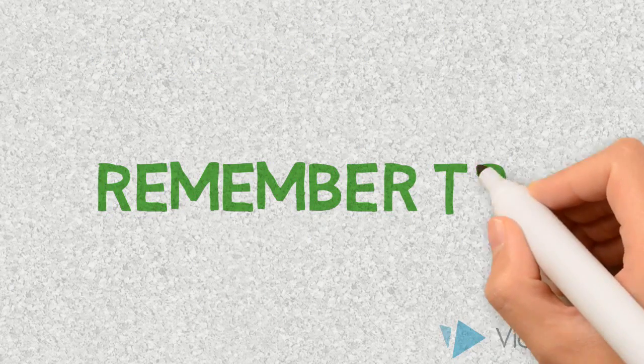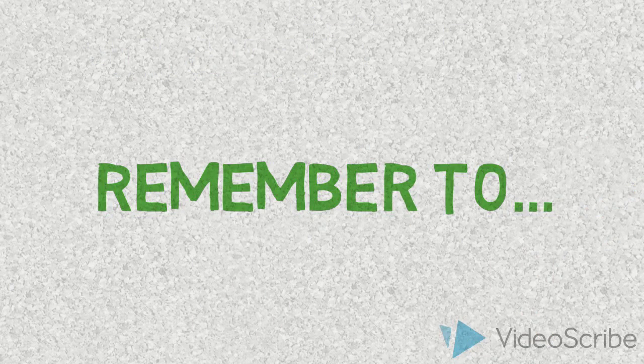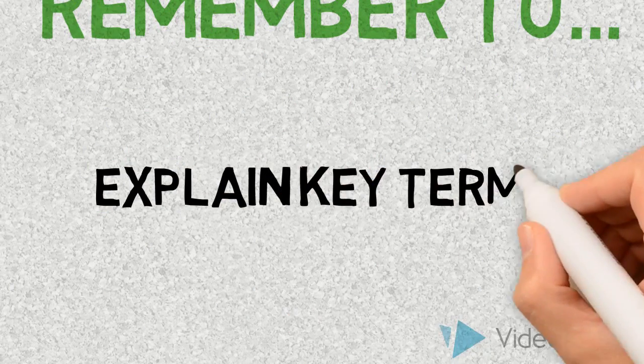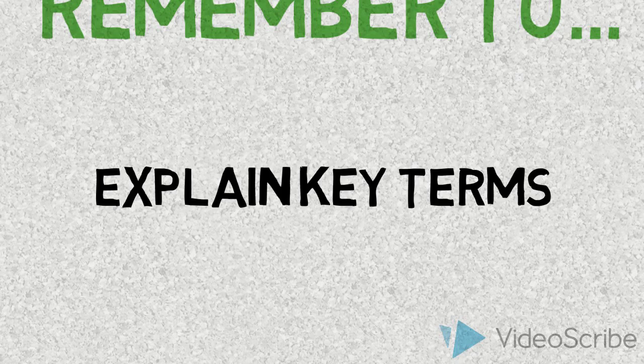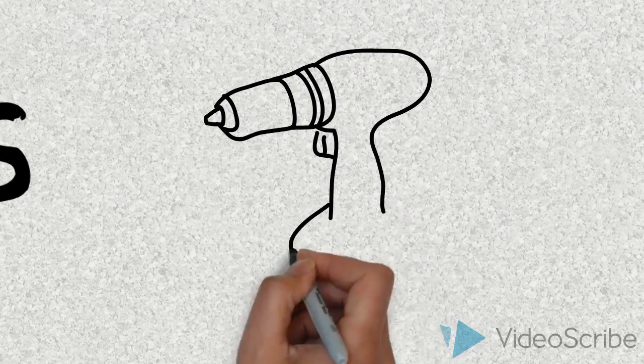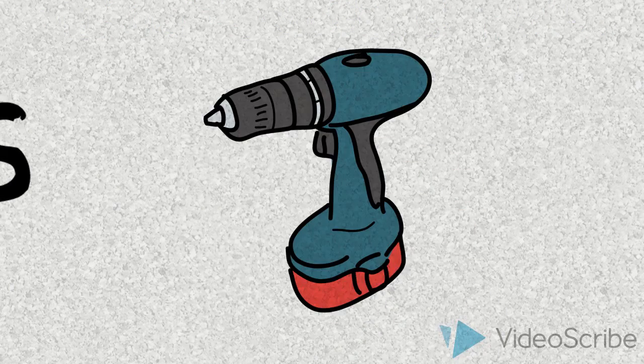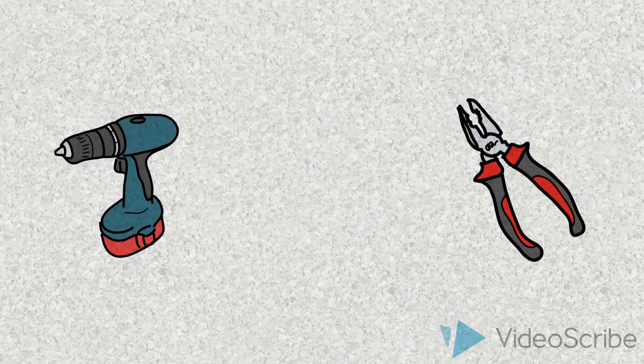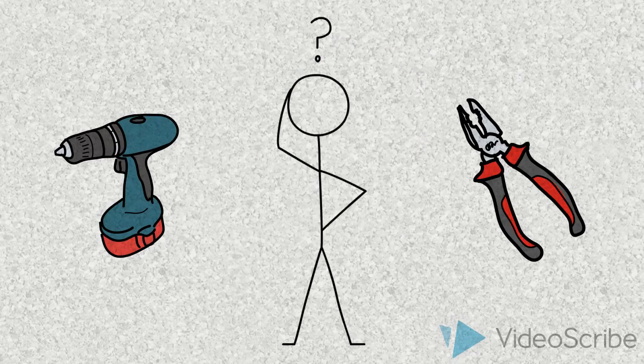When writing your process description, remember a couple of things. Explain all key terms carefully to make sure that your reader can follow along. If the process requires a specific tool, for example, make sure that you tell the reader what the tool is and what it does. Not everyone will be familiar with specialized tools or other vocabulary, so be clear.